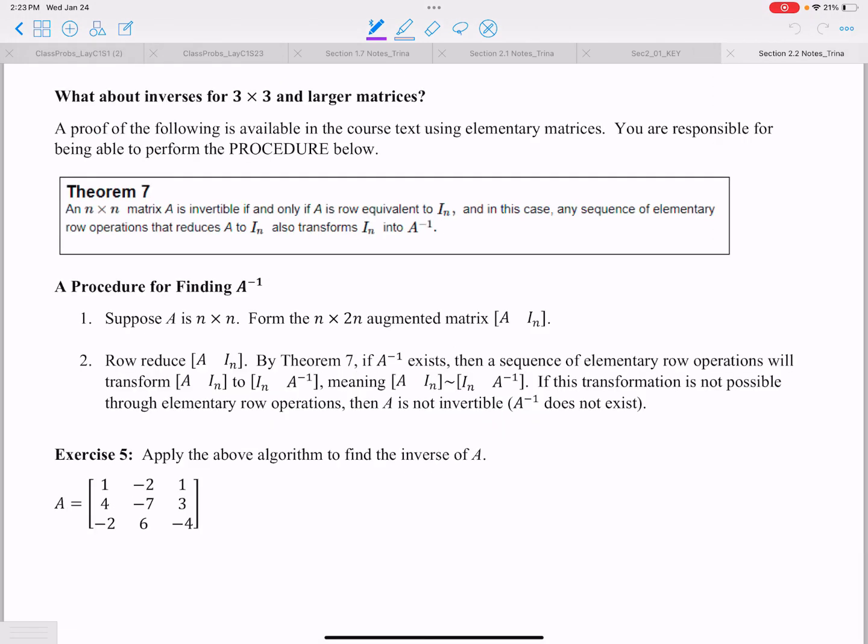We had a theorem that showed us how to compute the inverse of a 2x2, but what about larger matrices? In general, in order to find the inverse of a matrix, you augment it. So I'm looking at this. You augment it with the identity on the right, and then you row reduce until you get the identity on the left. If you can't get the identity on the left, then it's not invertible. If it is row reducible to the identity on the left, then what's left over on the right is your inverse.